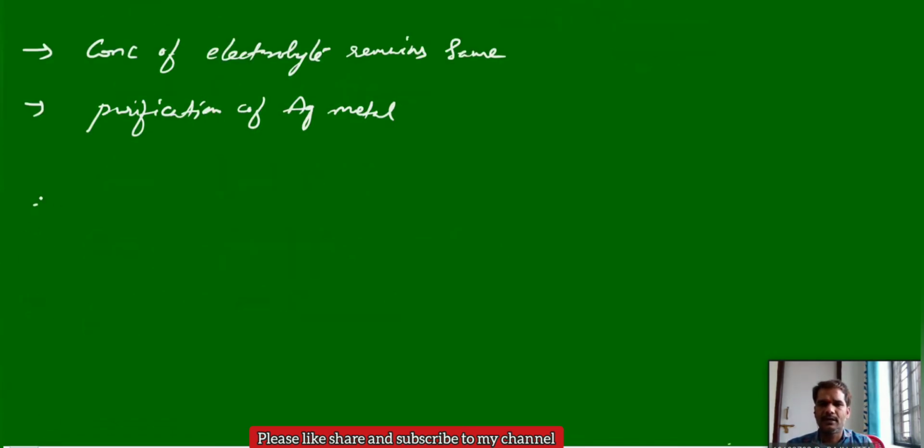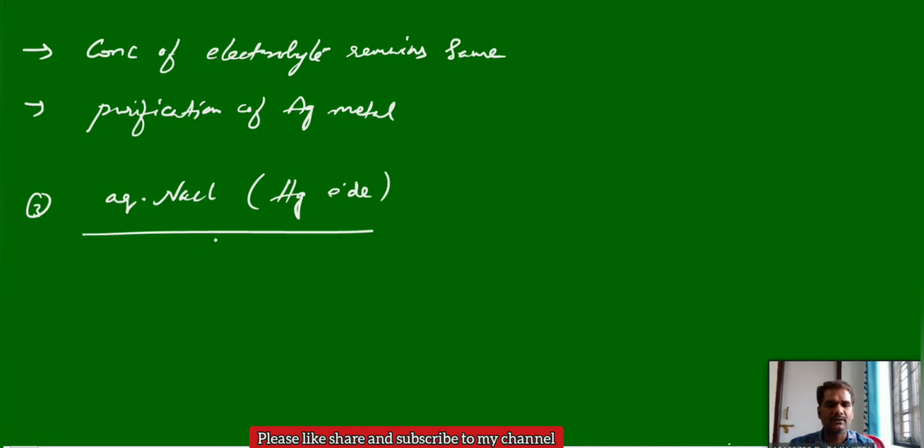One more, third example. Aqueous sodium chloride, that is a brine solution, in presence of an active electrode. So far we have discussed NaCl with a platinum electrode. Here let me take an active electrode, mercuric electrode. When you use a mercuric active electrode, what happens? Aqueous NaCl. So here we have the ions: Na plus, Cl minus, H plus and OH minus.